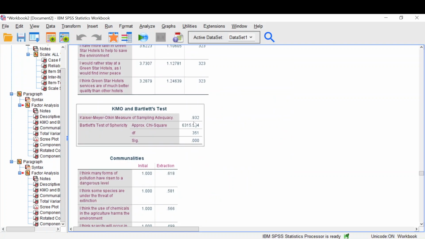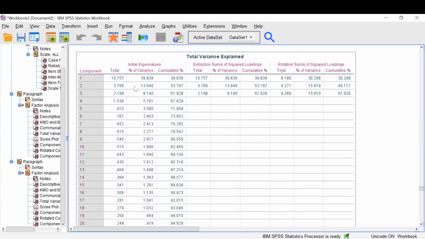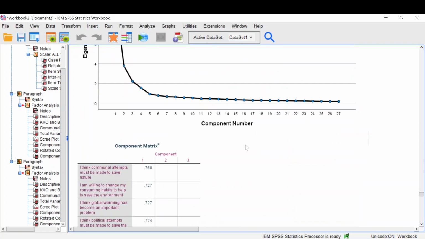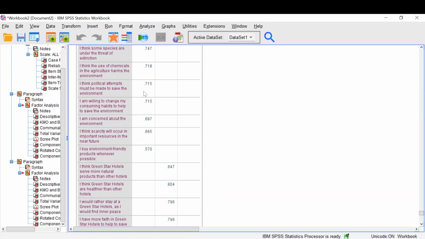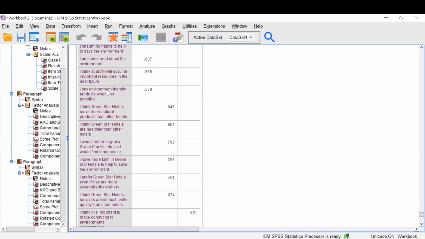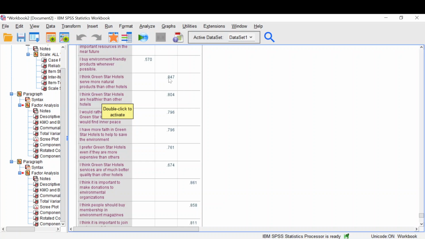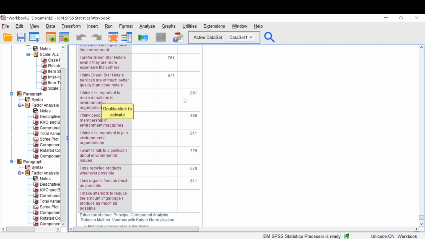And this time, you'll notice a few differences. So here, SPSS is basically saying, okay, if I have to put in the 3 factors, these are the 3 that we would create. Here's our scree plot, same as before. And then here is our new rotated component matrix based on 3 components rather than 4. So we have 1 here. They've moved stuff like I buy environment-friendly products whenever possible. Right now is factor 1. Factor 2 is specifically about Green Star services and products. And factor 3 is more around actions, right? So that aligns better with the research.